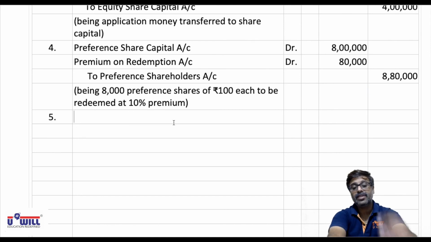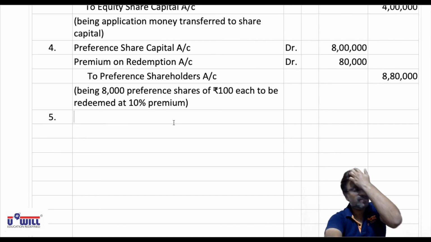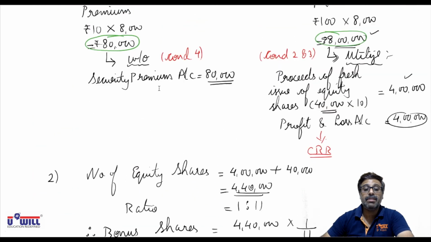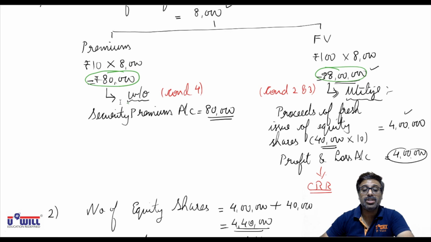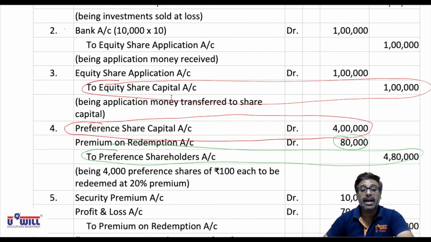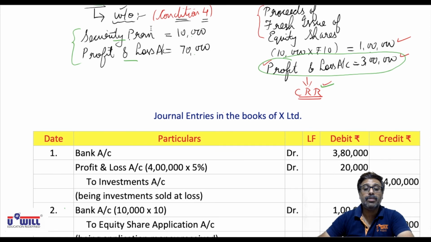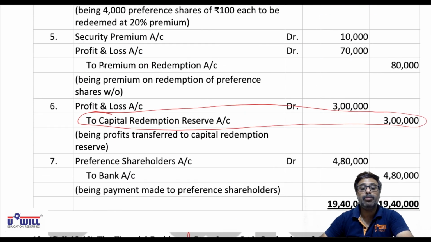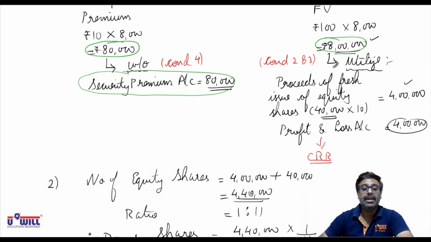Now fifth entry, after redemption of preference shares, we will have to write off the premium. And in this question, the entire premium is written off from security premium account only, unlike the previous question where we had written off part of the amount from security premium and part from P&L account. So we pass the entry security premium, P&L to premium on redemption. Here the entire 80,000 we have to write off from security premium only.